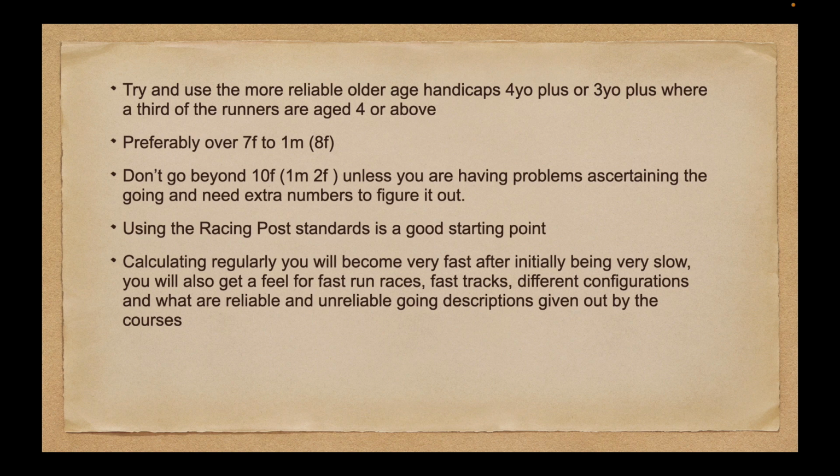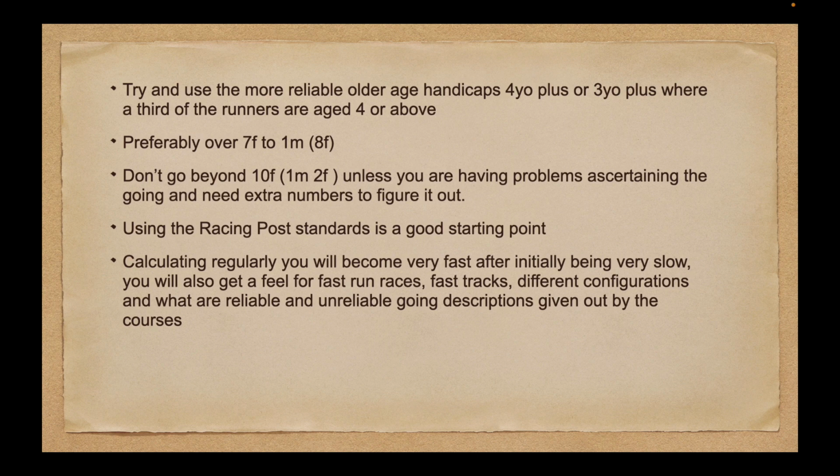But sprints are okay, but a lot of the time sprints are run on different courses. Straight course, Hamilton, half of that's on a different course, over 5 and 6. You've got to be very careful. Sandown's a different course. You've got to be very, very careful with your distances. Some have chutes. So you'll get to know all this the more that you do. Try not to go beyond 10 furlongs unless you're having problems ascertaining the going and need extra numbers to figure it out. This is because the longer the distance, the more races become tactical. So there might be a slow pace.